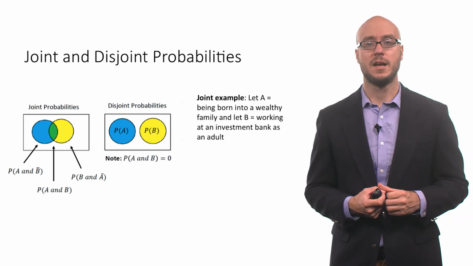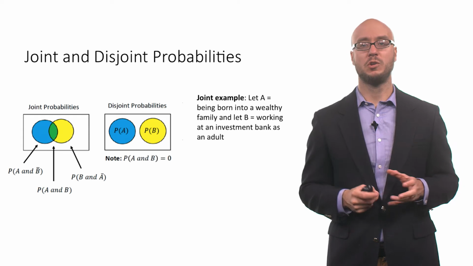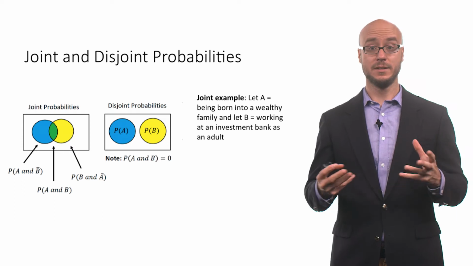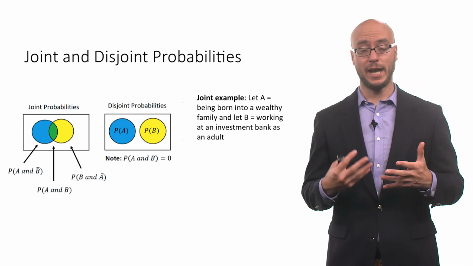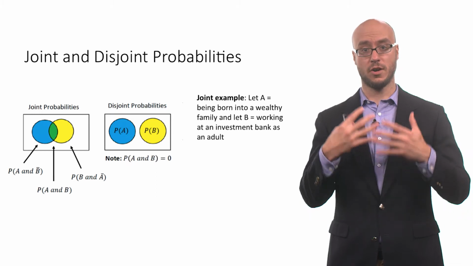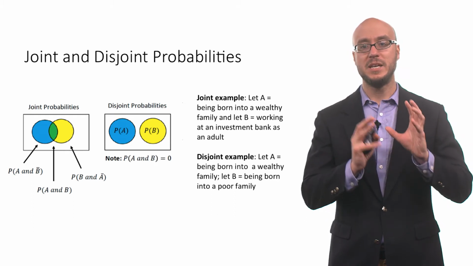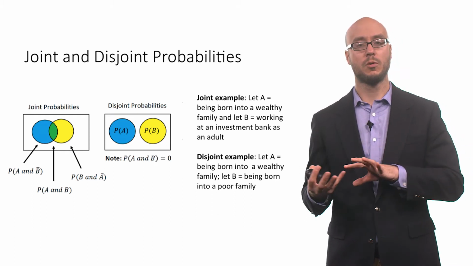So here's sort of a contrived example. Suppose event A is being born into a wealthy family, and B equals working as an investment banker as an adult. Well, that can happen at the same time. You can have those two events occur in a person's lifetime. A disjoint example would be suppose A is being born into a wealthy family and B is being born into a poor family. Now, you're either born into a wealthy family or you're not. So these would be disjoint events. So the probability of A and B would be 0. You can see that a Venn diagram is useful for understanding the difference between joint and disjoint probabilities.